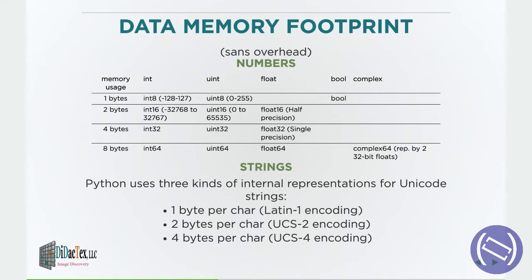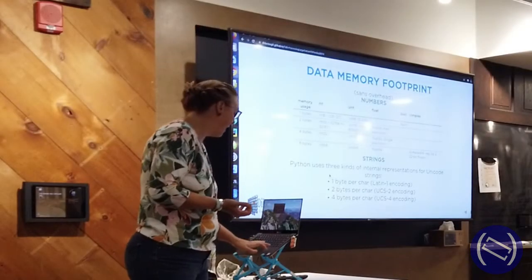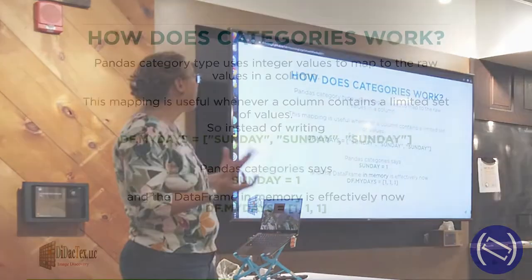For a Latin encoding, it's 1 byte per character. So if you had Sunday, that's 6 bytes plus the overhead for that string. That's why strings take up so much more memory. And if you're using US4, which is 4 bytes, you could probably reduce it. If you're only using American code on Sunday and it's calling it US4 encoding, just changing the encoding to Latin will reduce the memory by a factor of 4. So how do categories work?